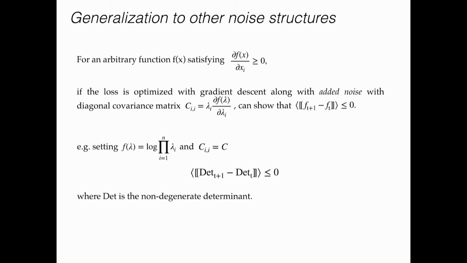So the idea is if you have some function of your spectrum that is monotone in this sense, if instead of using SGD, you use GD with added noise that has a diagonal covariance of this form, so in the non-degenerate directions it takes this form, then you can show that this quantity f will be non-increasing under your dynamics. In particular, maybe you would care about the determinant of the Hessian. So you can choose f to be the log of the product of the eigenvalues, and there you find that you would just need isotropic noise, but again, only in the non-degenerate subspace.